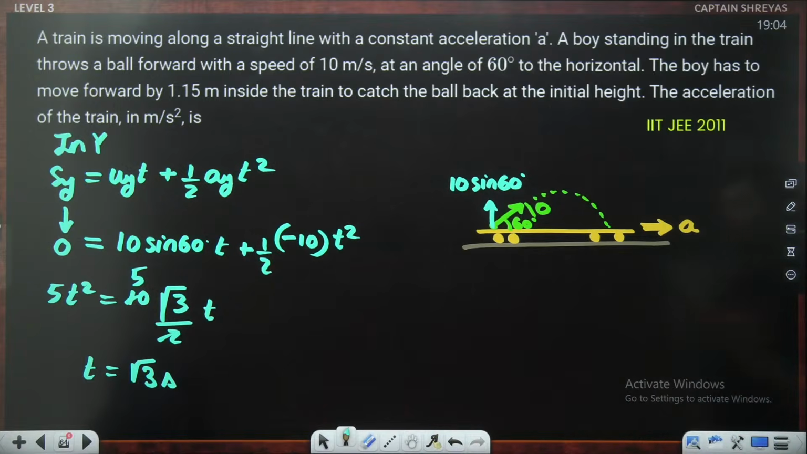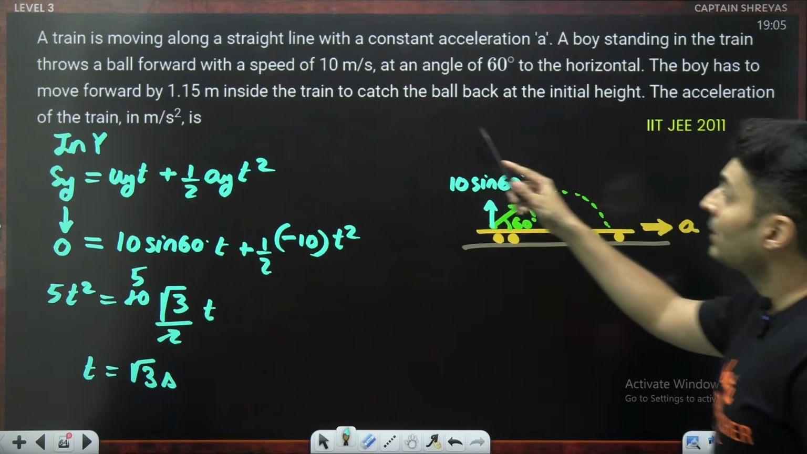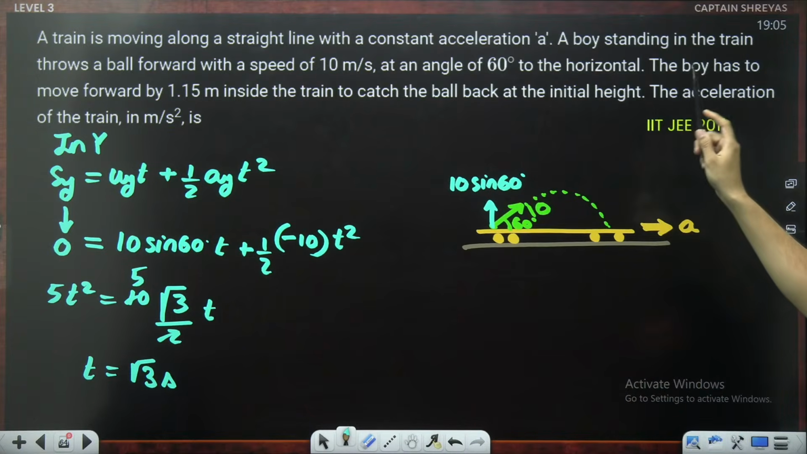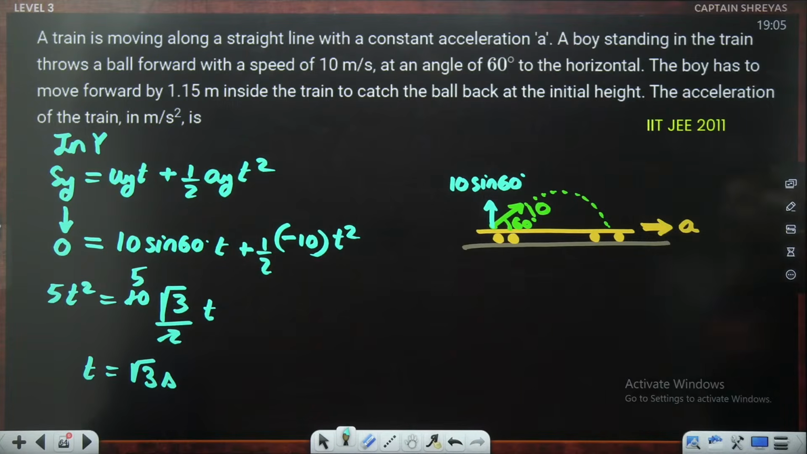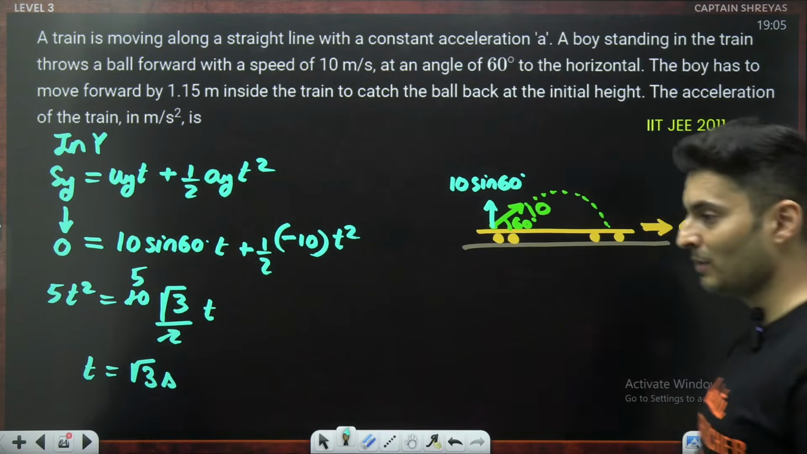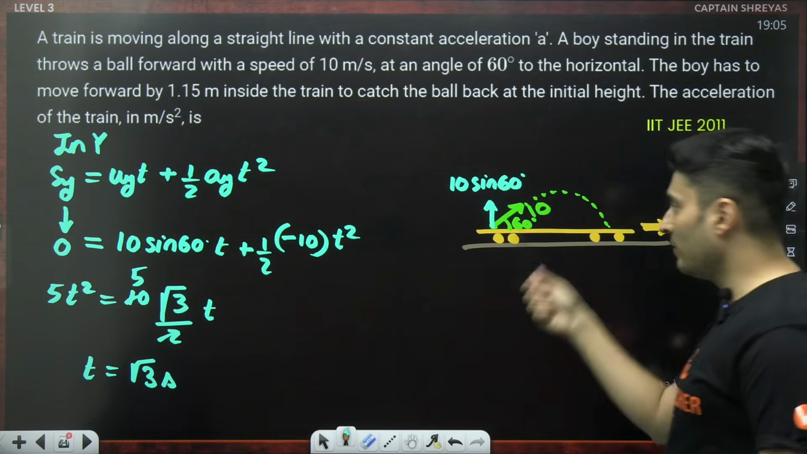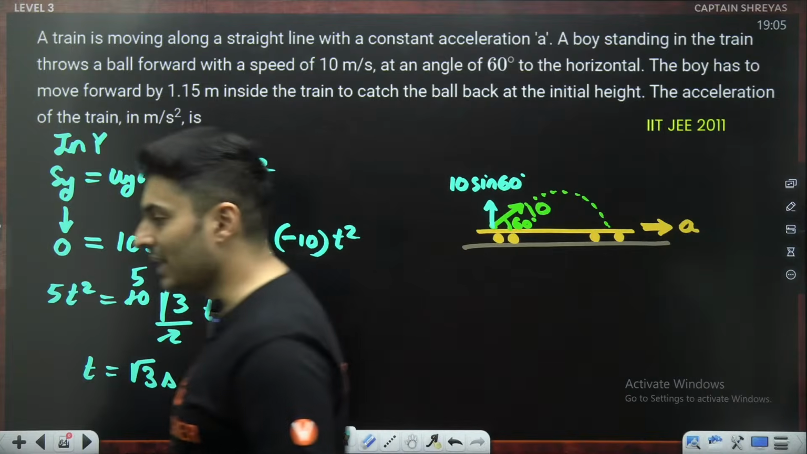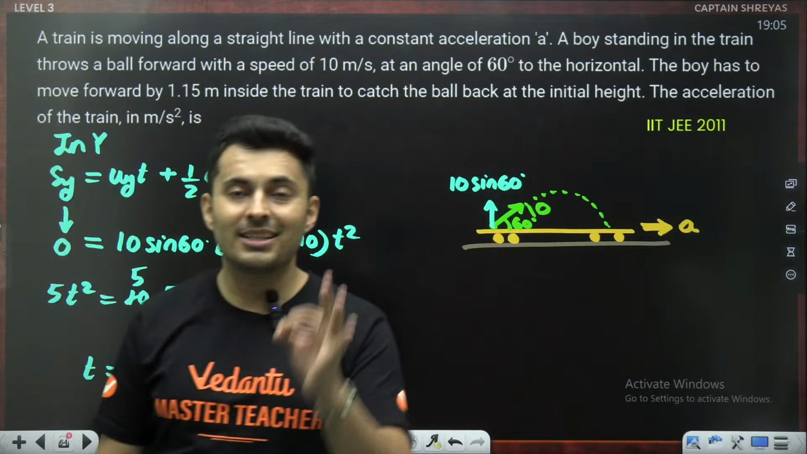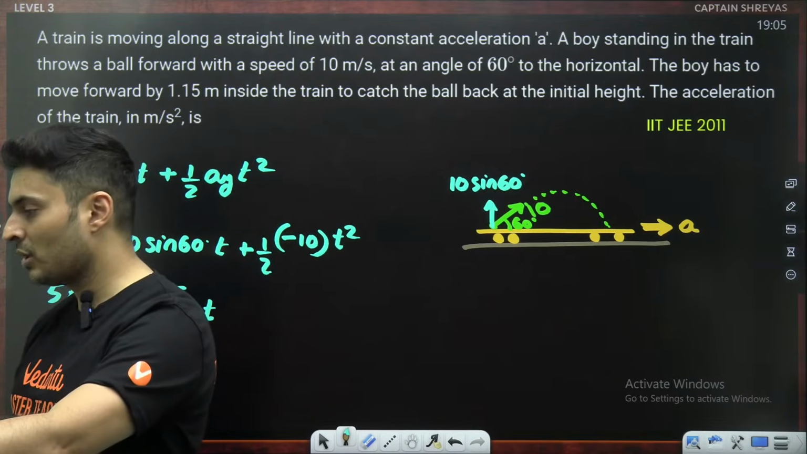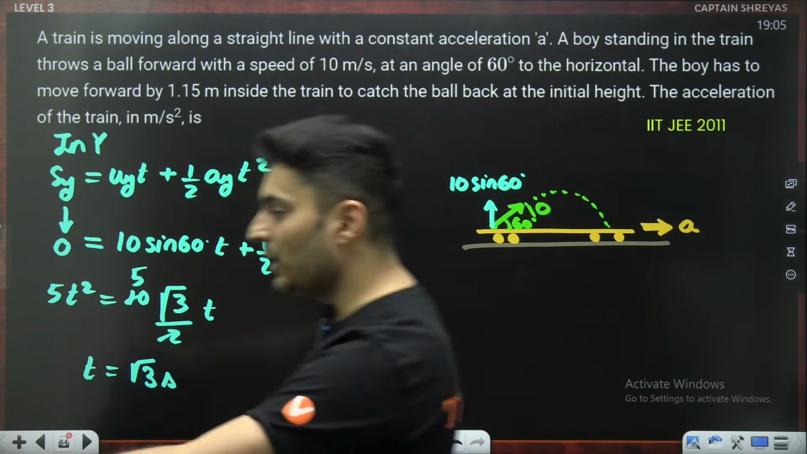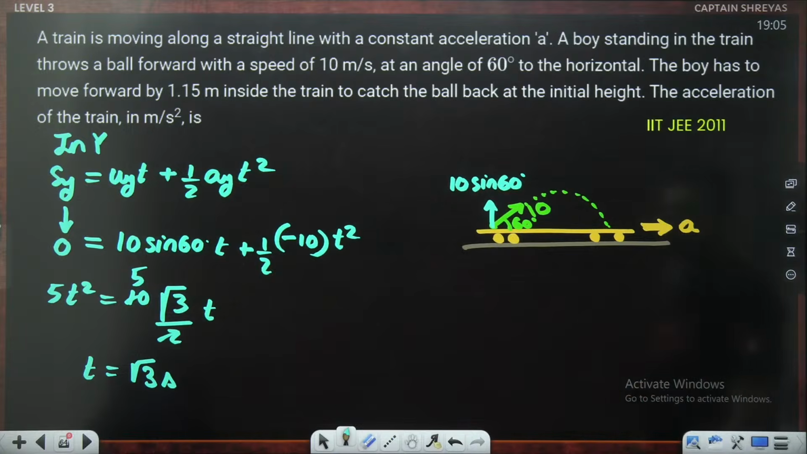Okay, now the next part. The train is going, the boy is standing inside the train, angle is also given. The boy has to move forward inside the train to catch back the ball at the same height. What should be the acceleration of the train? When you throw it at an angle, obviously the ball will fall in front. But you cannot use the range formula anymore. You know why you can't use the range formula anymore?